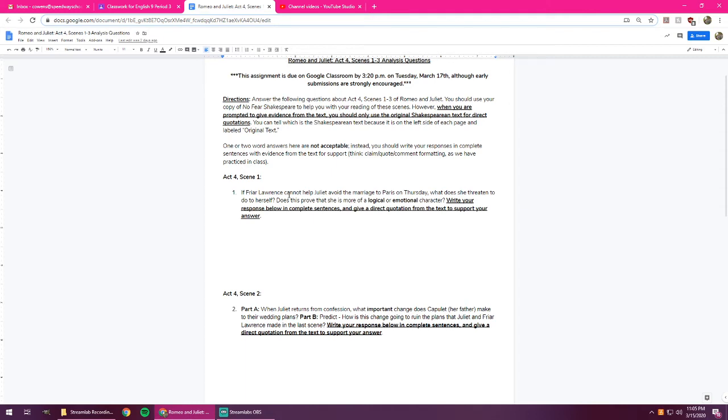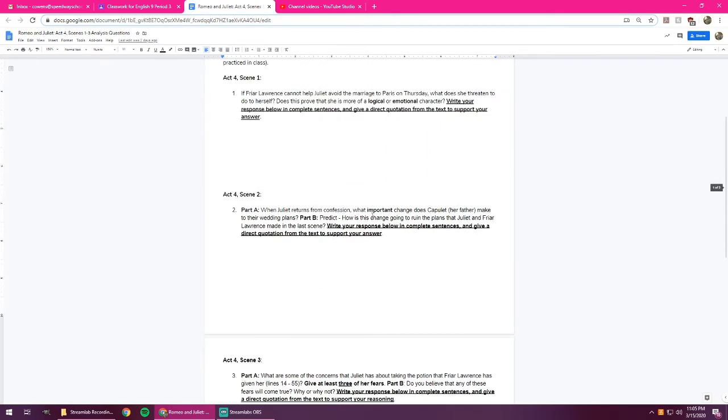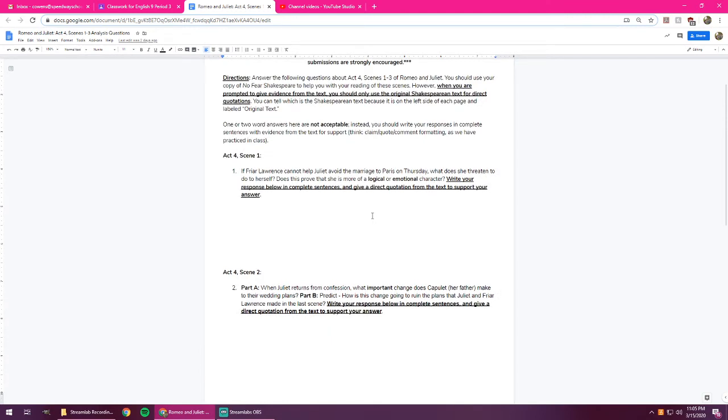So, like it says here, think, claim, quote, comment formatting. So we should be getting into that mindset of, I've got to answer the question, I've got to give evidence for my answer, and then I've got to explain how that evidence proves my answer. Because I'm not asking nearly as many questions for each scene, so I'm expecting that you're going to do a little bit more for me here.